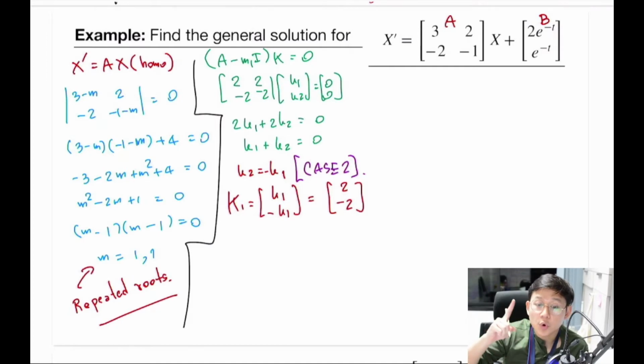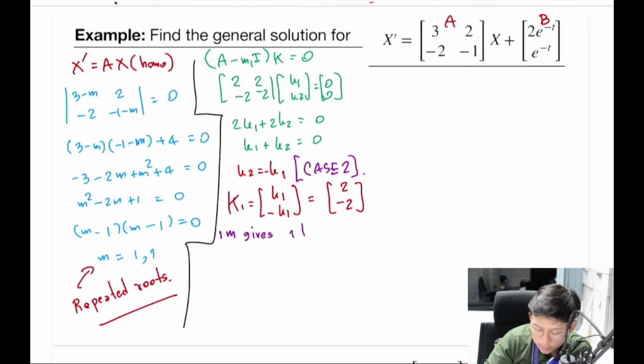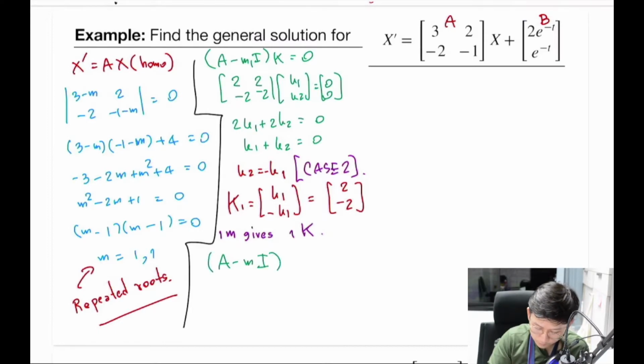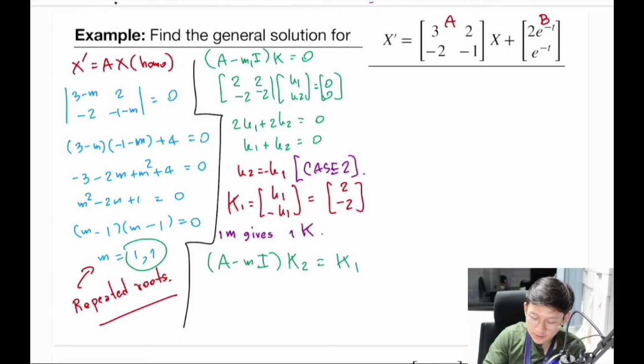1m gives you only 1k, right? 1m gives 1k. So you need to define k2 using the recursive relationship, right? So you need to look at this equation, which is A minus m2 I. It's the same m, right? I just write m because m is always 1, so I can just write m, and then k2 equals k1. Remember that we need to use this k1 and put it here in order to find k2.